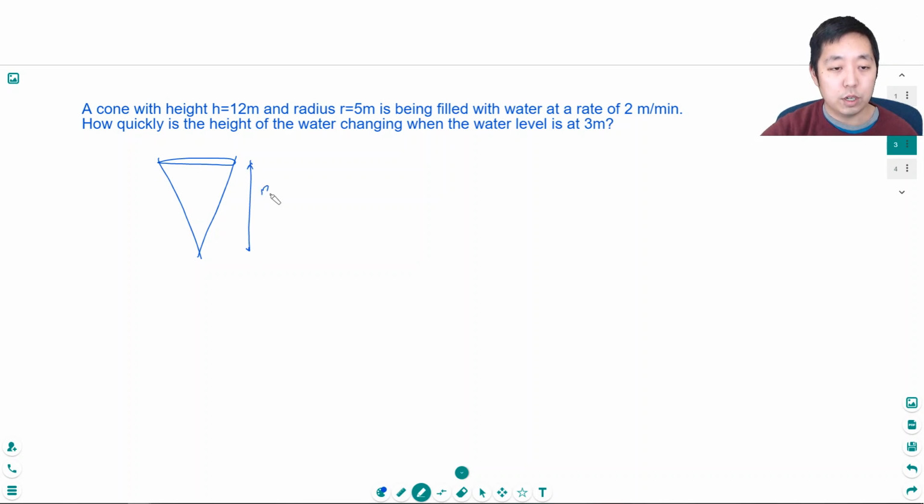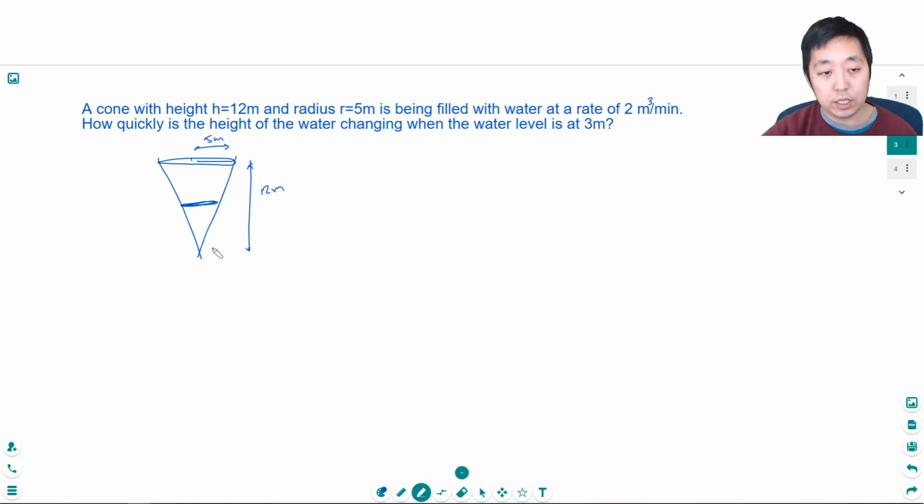It's 12 meters tall, and it has a radius of 5 meters. It is being filled with water at a rate of, should have been 2 cubic meters per minute. How quickly is the height of the water changing? So there's some water in here. And how quickly is the height of the water changing when the water level is 3 meters?